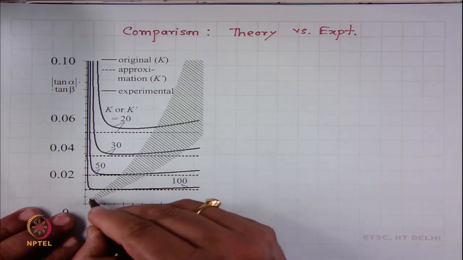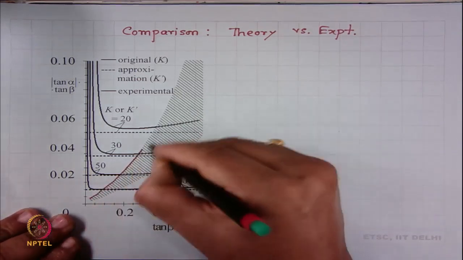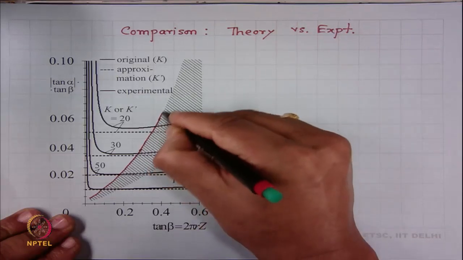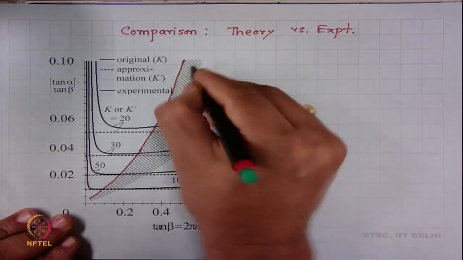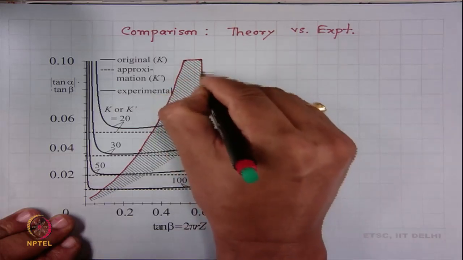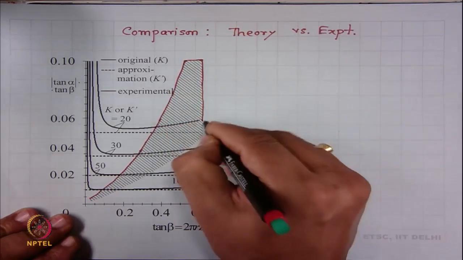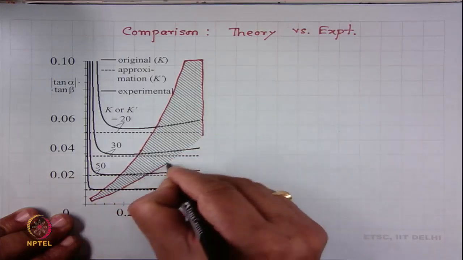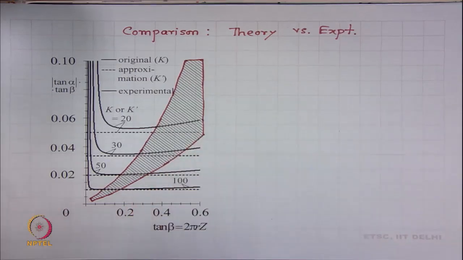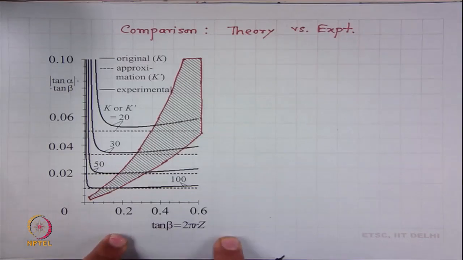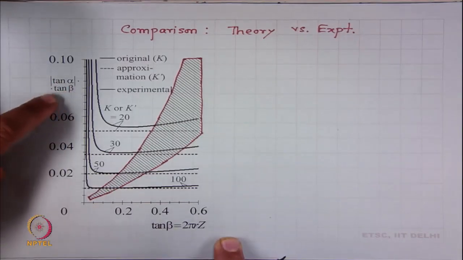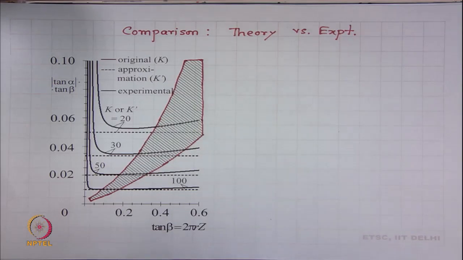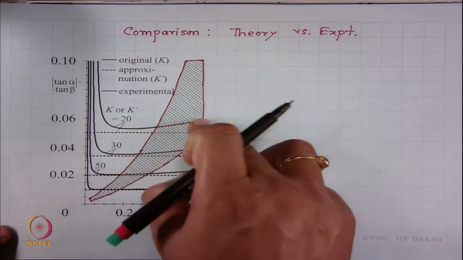This region is the experimental region. A lot of yarns were tested by using the tracer fiber technique, migration characteristics were measured, and in this region all experimental results fall, right. And what you see here, tangent beta is plotted here, 2 pi r z, and this is tangent alpha into tangent beta. Two curves you see, one is the thick continuous curve, one is the dotted curve.